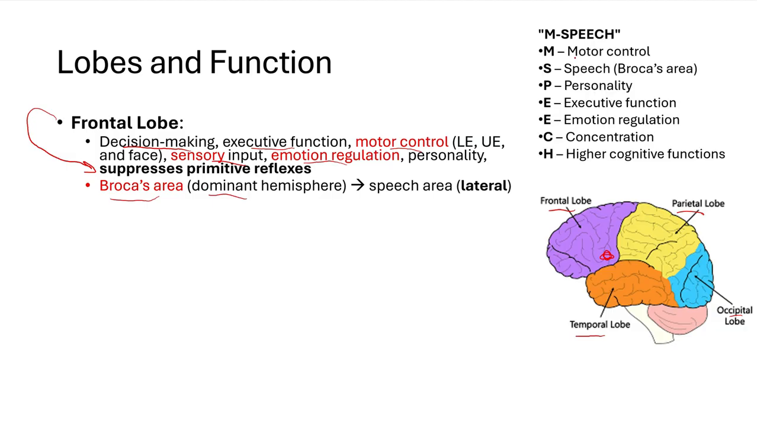A way that I help to remind myself of the functions of the frontal lobe is with the mnemonic M-speech, where M stands for motor, S for speech, such as Broca's area, P for personality, the first E for executive function, the second E for emotion regulation, C for concentration, and H for higher cognitive function.